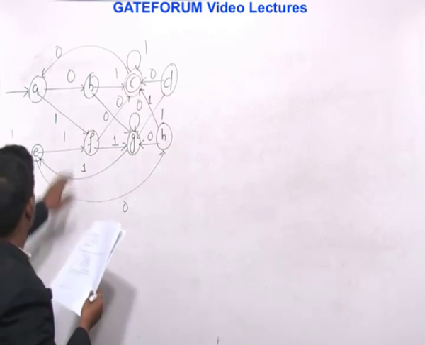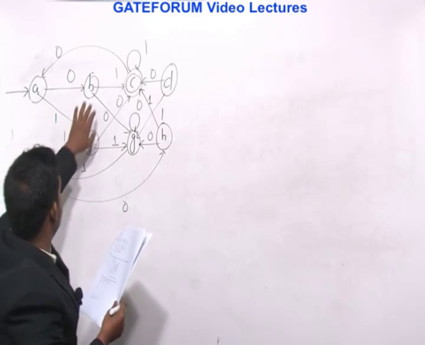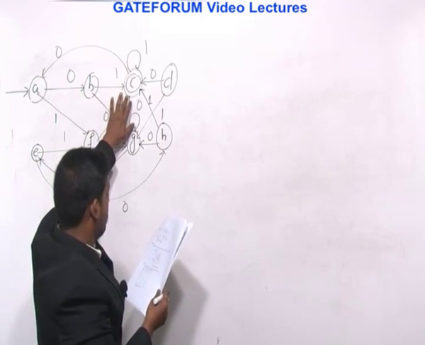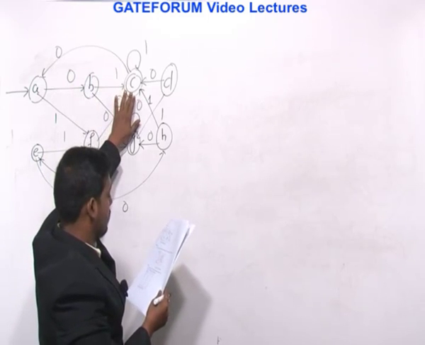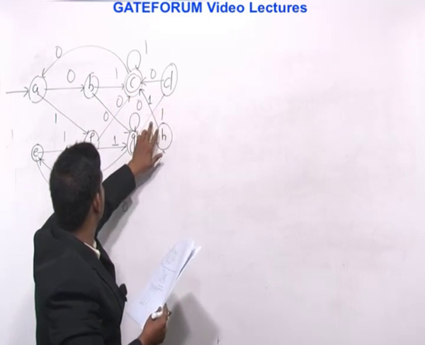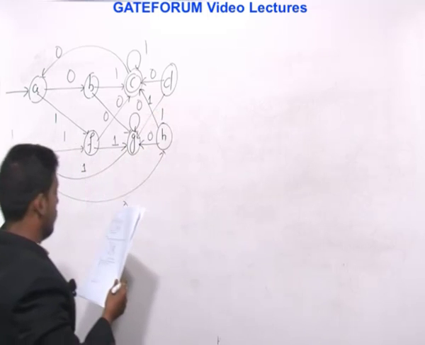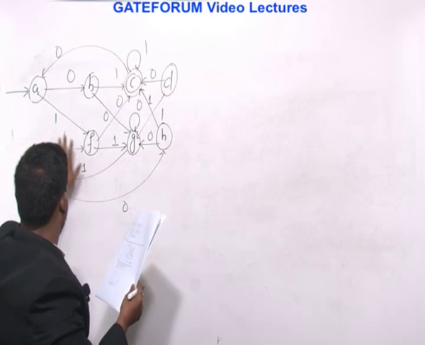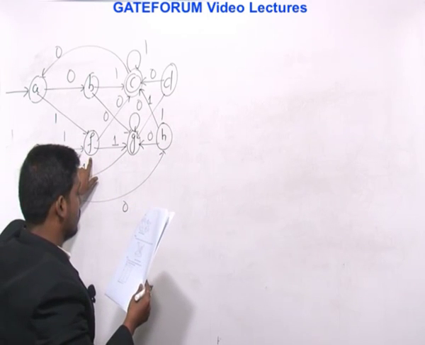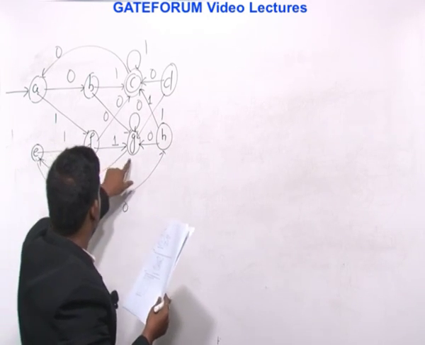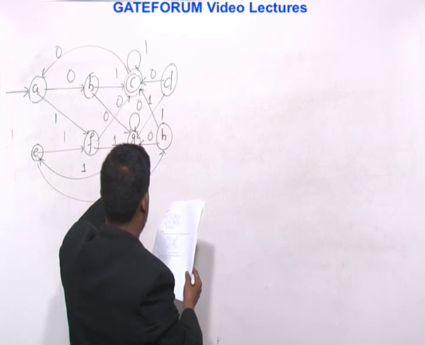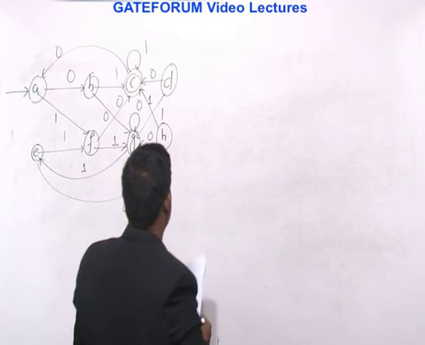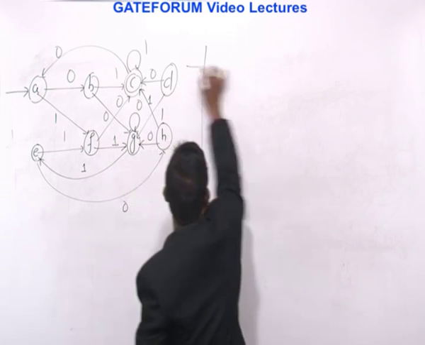B on input 0 is going to the state G, and on 1 to C. E on input 0 is going to the state H, and E on input 1 is going to the state F. F on input 0 is going to the state C, F on input 1 to G. G on 0 and G on input 1, and H on 0 here and 1 here. Fine. So this is the table for it.